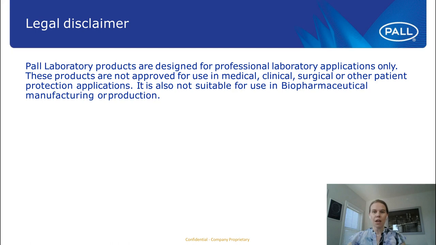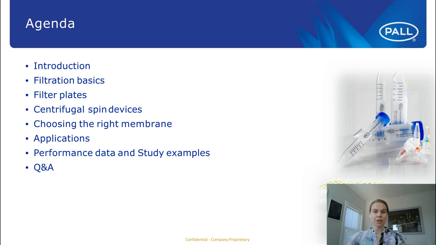So during today's presentation, I would like to start with a brief introduction on Pall Corporation for those who are not familiar with the company. Then I will go over very briefly sample preparation, filtration, and separation basics. We'll go over the filter plate product family overview, followed by the centrifugal spin devices product overview. And then we'll talk a little bit about what you should look at when it comes to choosing the right membrane or filter for your specific application. We'll go over some applications as well as performance data and study examples. And at the end of the presentation, we will have a Q&A session. So please feel free to post your questions via the chat that you see on your left-hand side of the screen throughout the presentation, which I will answer at the end.